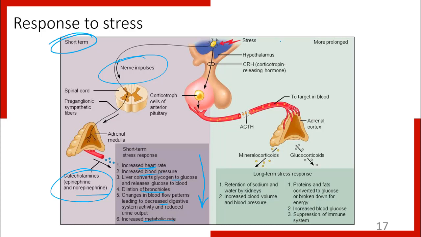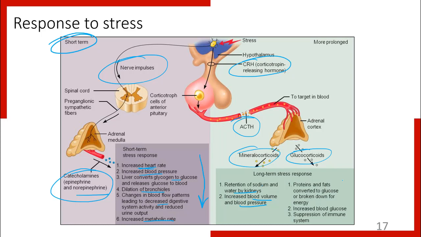If stress is more prolonged, then that's when the endocrine system kicks in. So the series of hormones involved in the longer term stress response are CRH from the hypothalamus, ACTH from the anterior pituitary, and then the release of mineralocorticoids, so aldosterone, and glucocorticoids, so cortisol. And what you can see here is that in terms of long-term response to stress, it increases the amount of water and sodium retained by the kidneys, which then, if you increase the water retention, then blood volume will increase, and when you increase blood volume, blood pressure will increase.